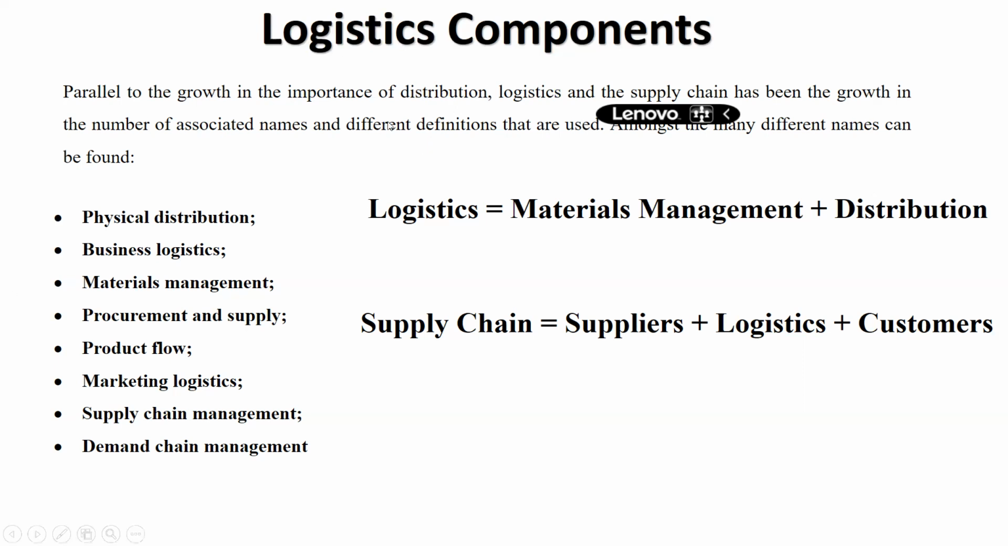And we are saying that there are different definitions that are associated with logistics and supply chain. They give it different names. Among the many different names can be physical distribution, business logistics. These names are given to these concepts, okay?